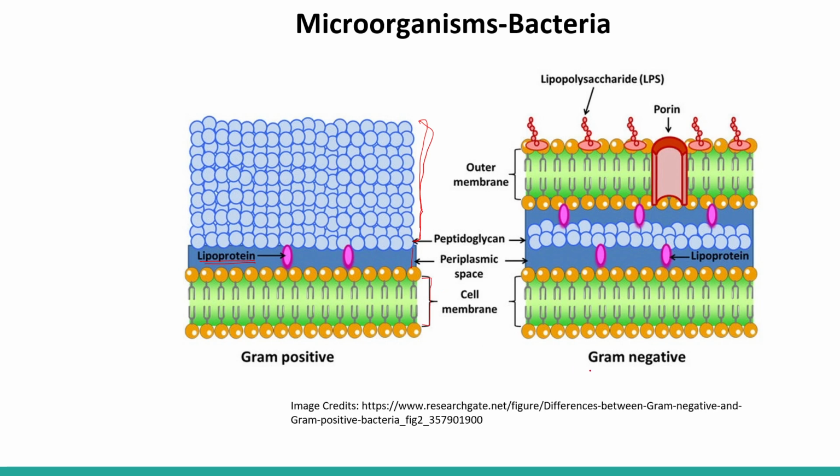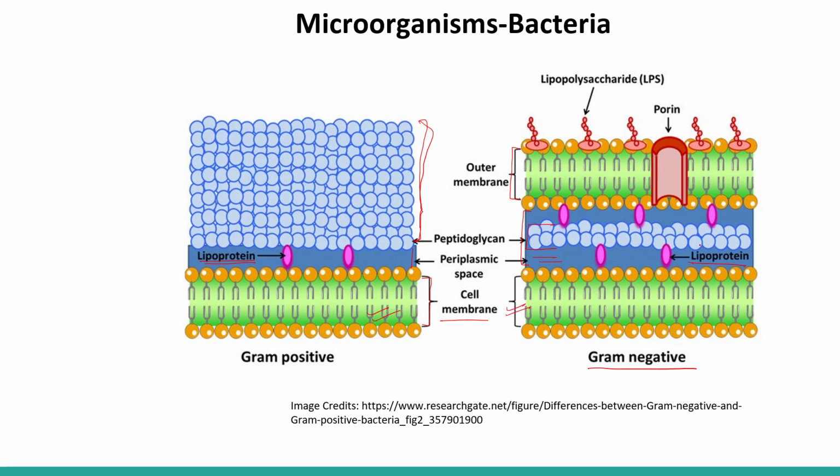Okay. So now here we have the gram-negative bacteria. Here we have the outer membrane. Then we have the peptidoglycan. Okay. And now you can see the length of this peptidoglycan is very small. Okay. And the periplasmic space is here, filled up with the lipoprotein. And the cell membrane is the same in both cases.